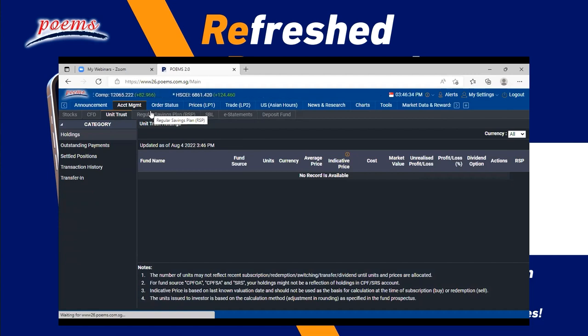So right now we'll be going to the unit trust. If you have some unit trusts that you're interested in trading, or you have traded already, you can check your holdings any time on the unit trust tab. You can check your holdings, or whether there is any outstanding payment that you should settle, or your transaction history for the UT. If you have some unit trusts that you want to transfer from another financial institution, you can click on the transfer-in form to transfer your shares.